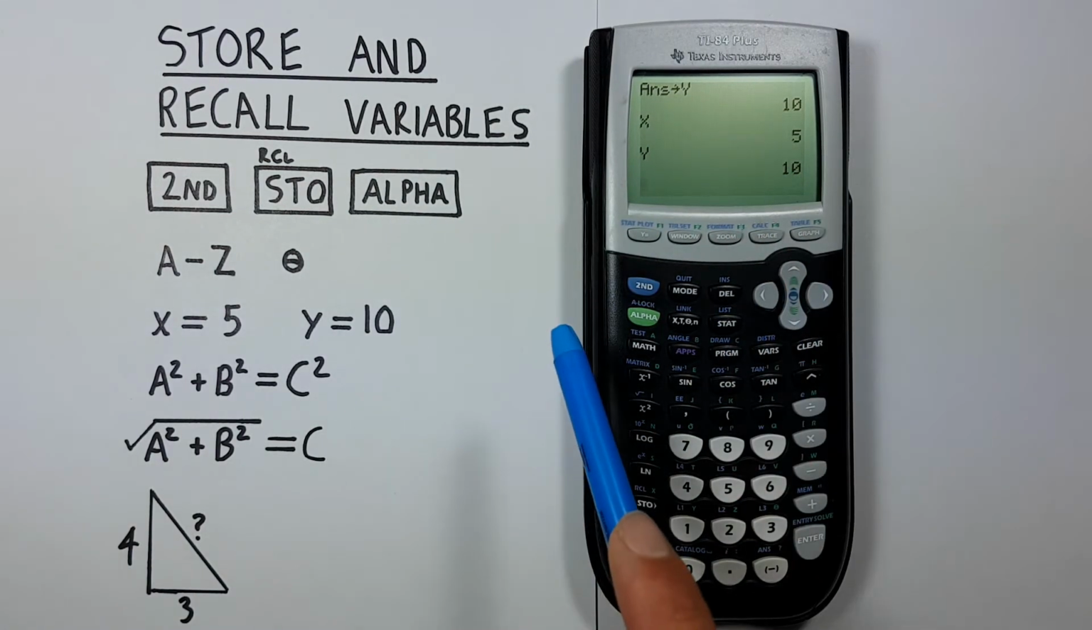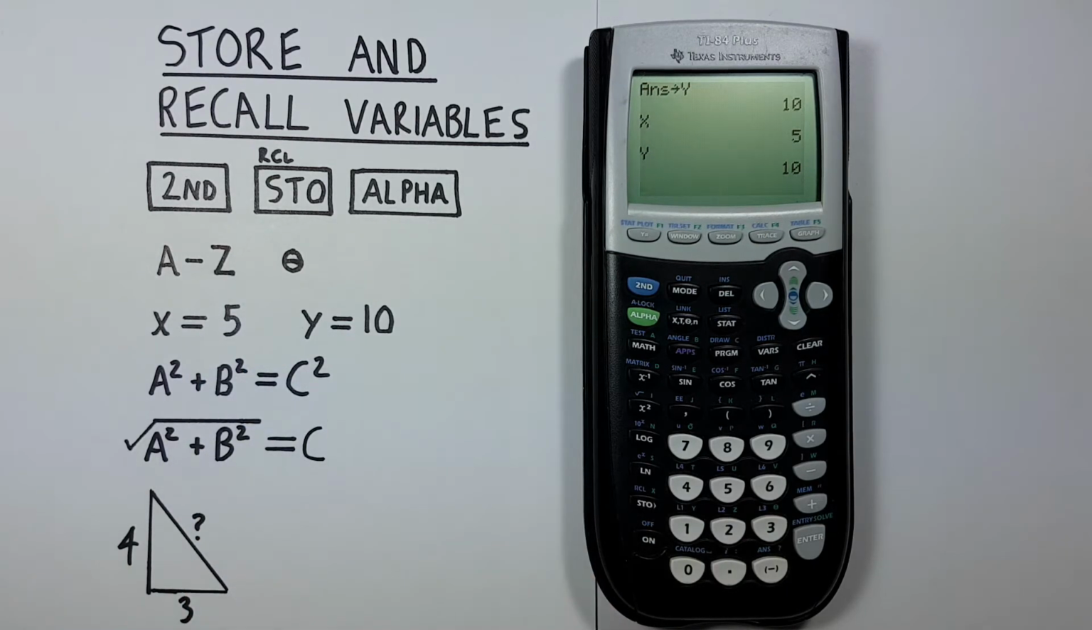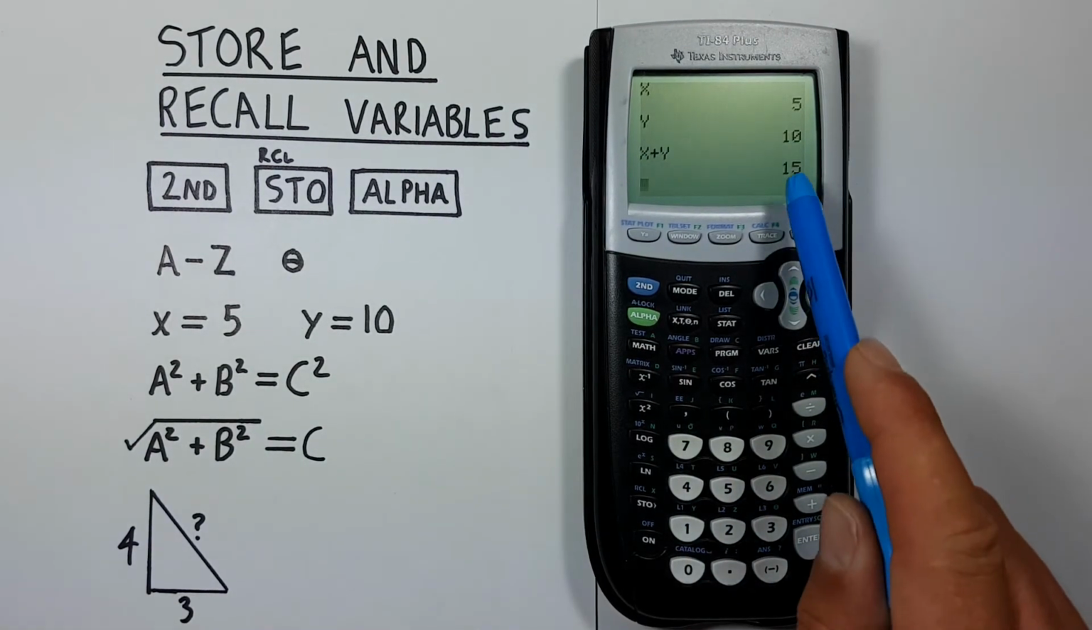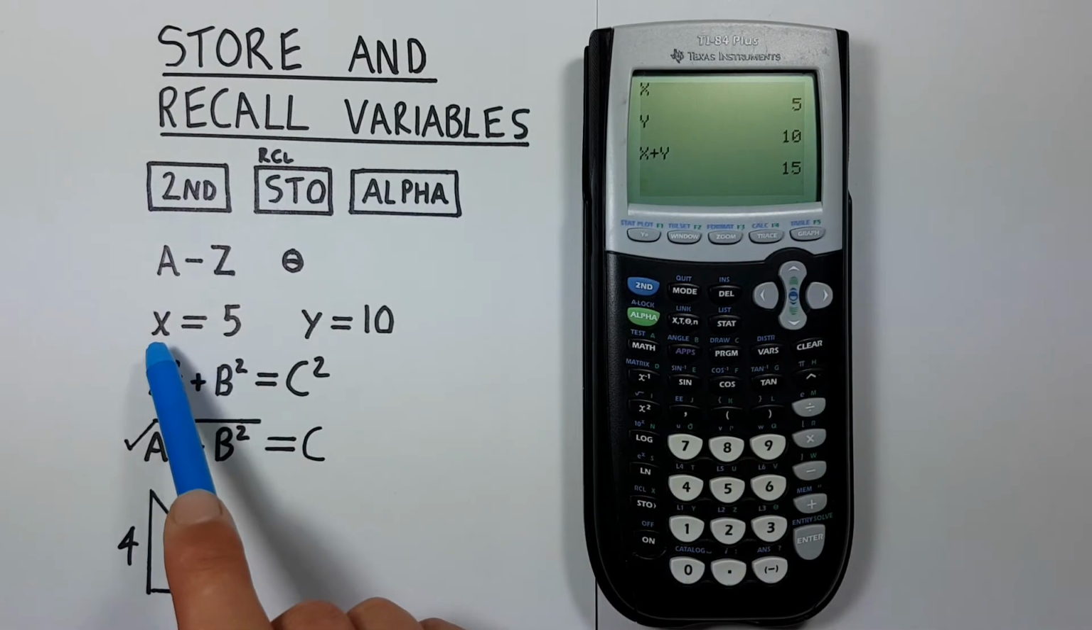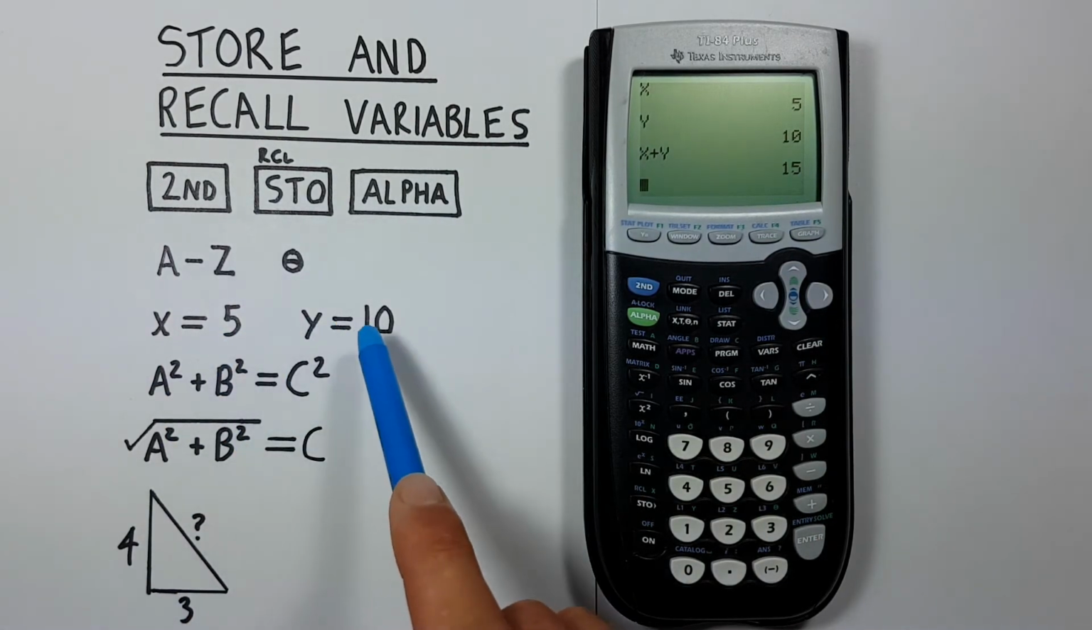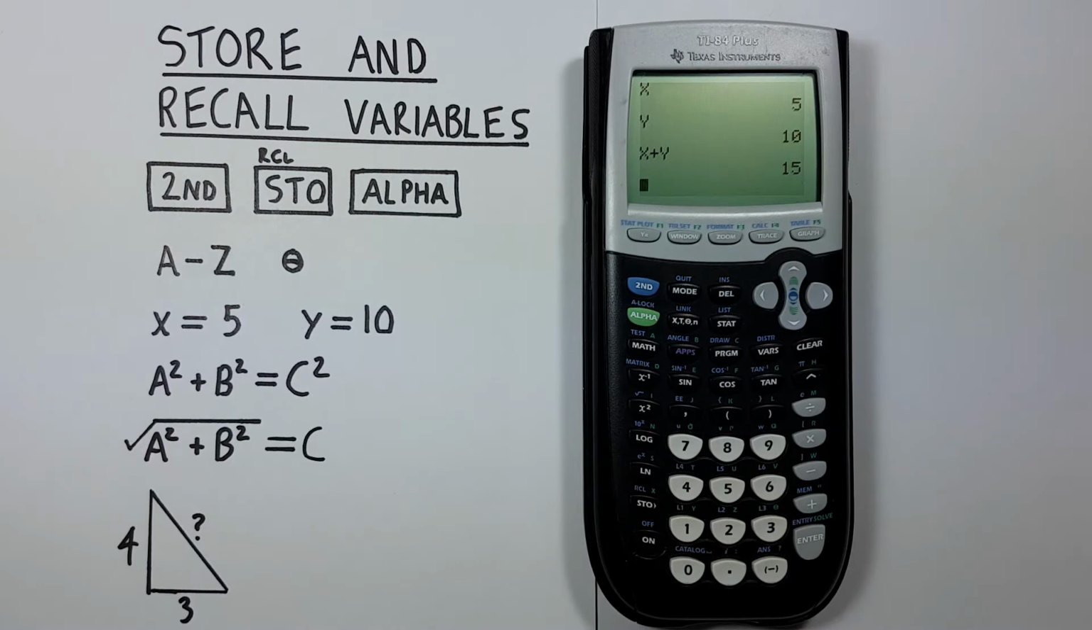We can use these in calculations. Like let's say we wanted to add these two. Well, all we have to do is alpha x plus alpha y equals 15, because we know x plus y is the same as 5 plus 10. This can be really helpful for using variables in long or complicated equations.